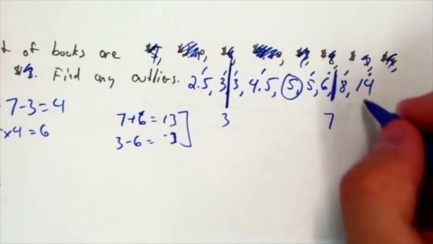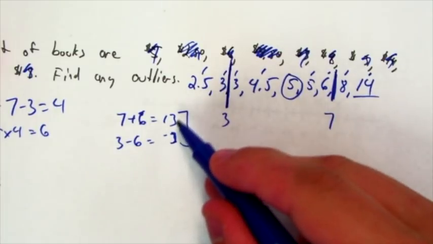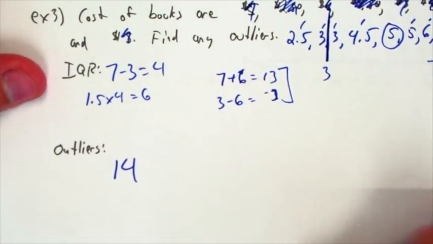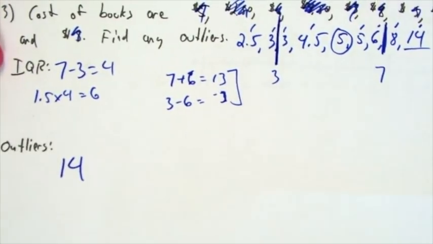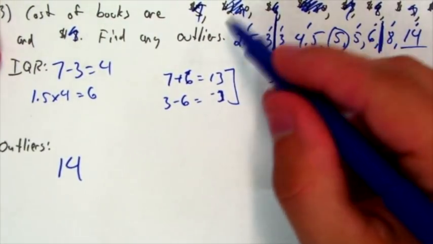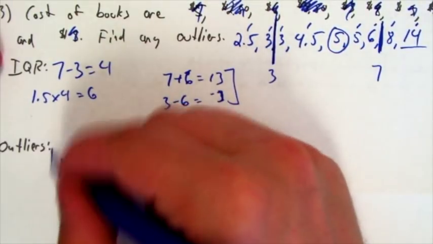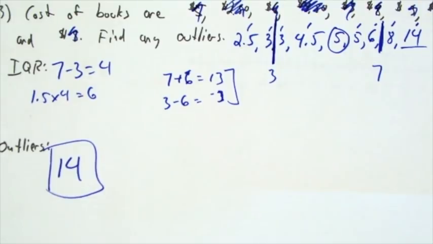So let's look at this. The maximum number is 14. That's greater than the maximum that it could be. So 14 is an outlier. And then 2.5 is the least amount on here, and that is greater than the least amount it could be. So the only outlier would be 14.